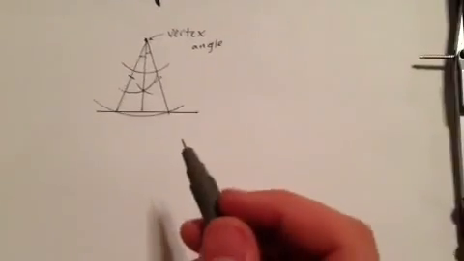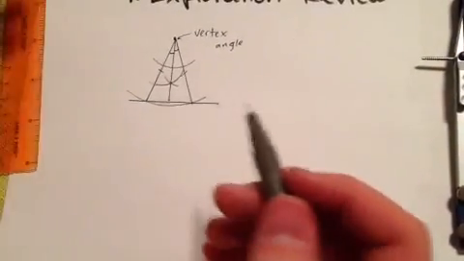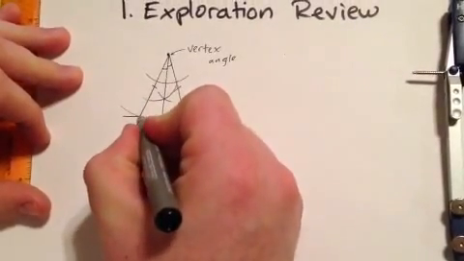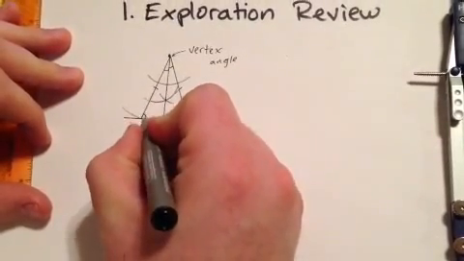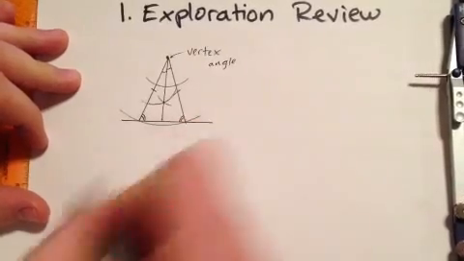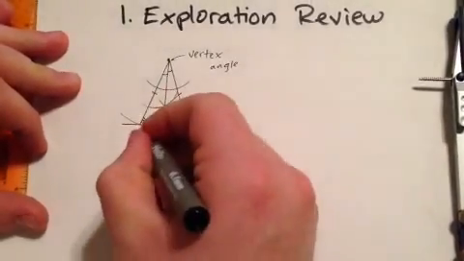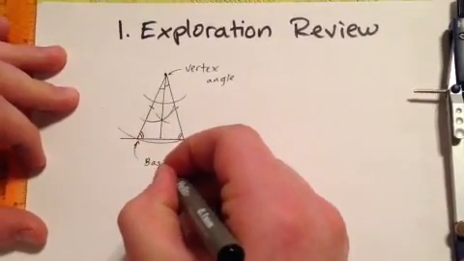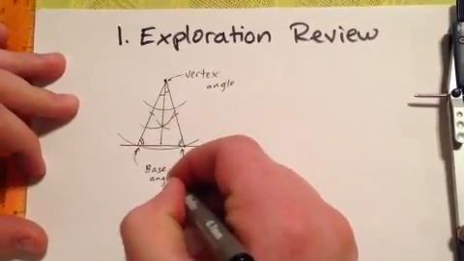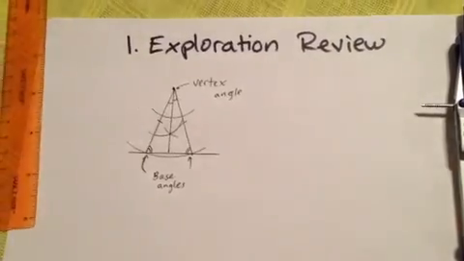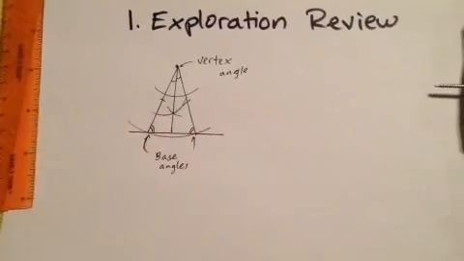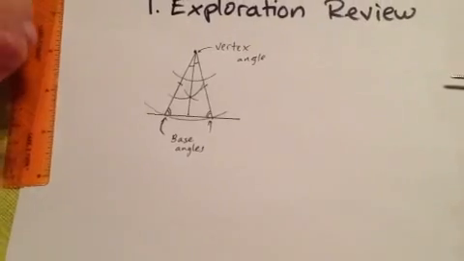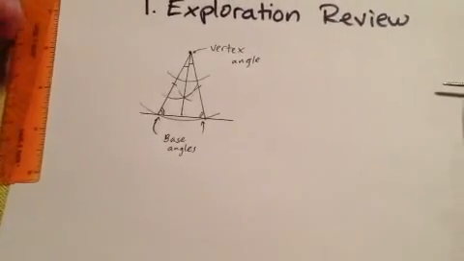So altogether, the next part we had to do was prove that the base angles, which are the two angles down here, are congruent. These two angles are called base angles. We don't know in our diagram, even though I've drawn them as congruent, that they are congruent yet. So that's what we have to prove.